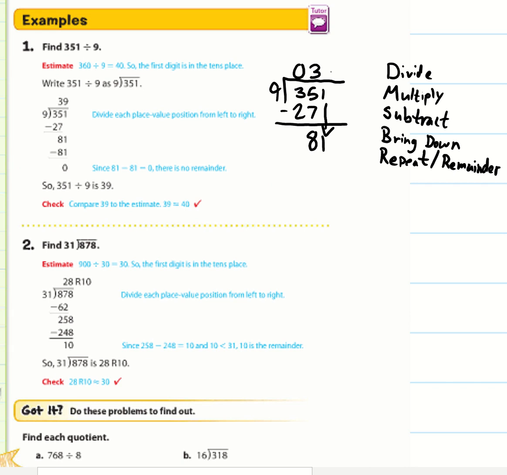9 divides into 81, 9 times. Then we're going to multiply: 9 times 9 equals 81. And subtract: 81 minus 81 is 0. We can no longer bring down, so now we go to a remainder. Since we have 0, this divides evenly, and we have no remainder. But remember these steps, this is what I'll be referring back to many times throughout this chapter: divide, multiply, subtract, bring down, repeat or remainder.